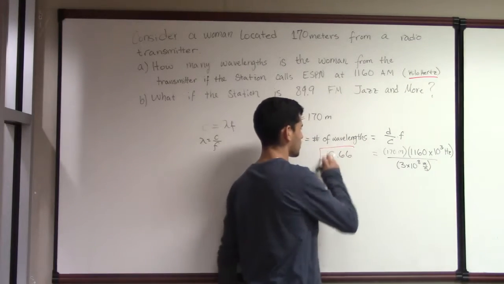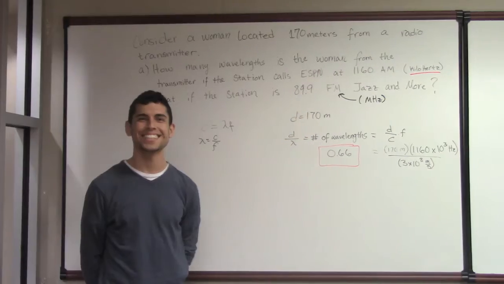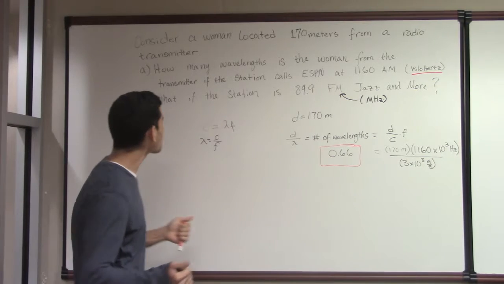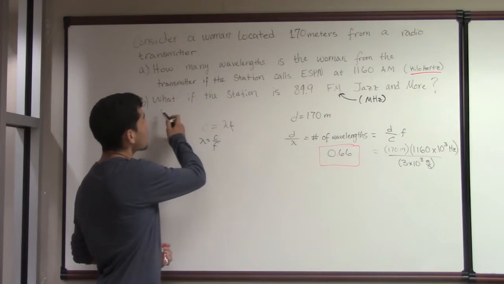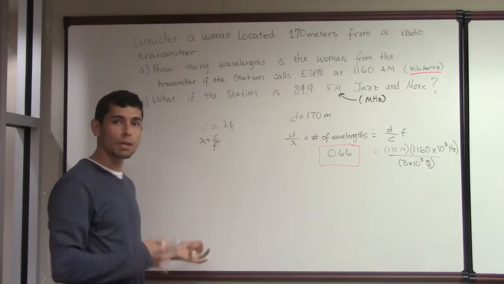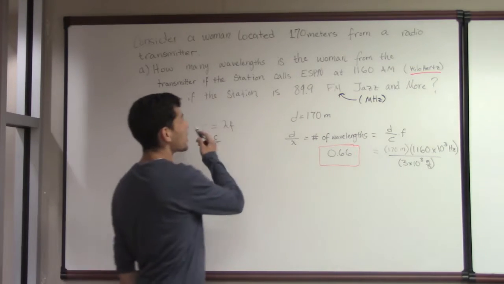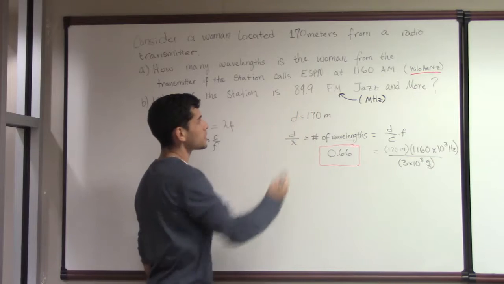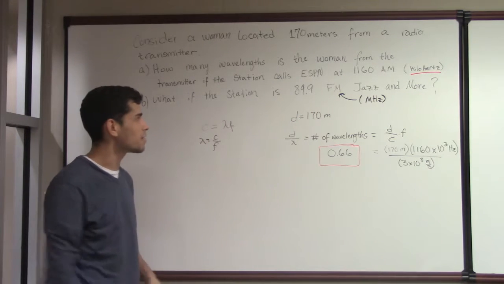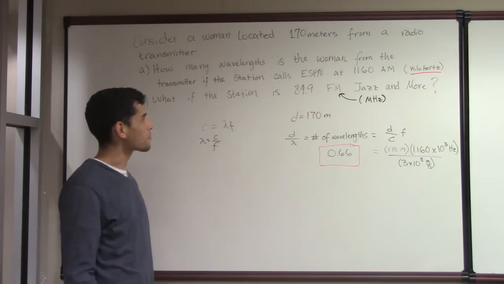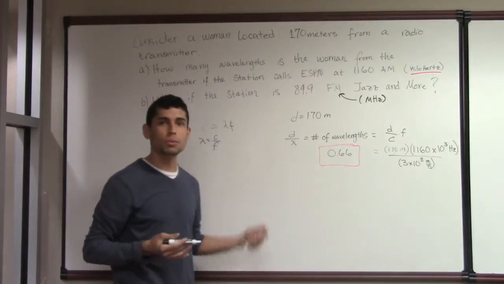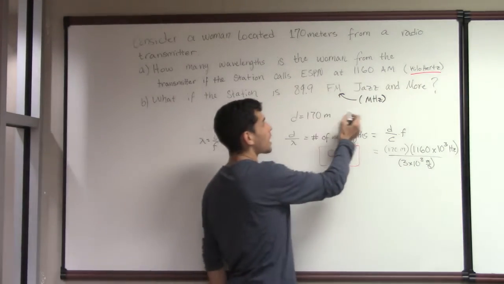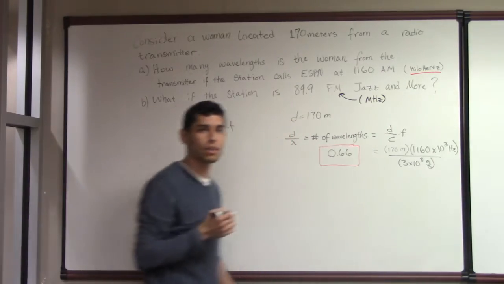Let's go ahead and move on. All right, so for part B, what we're going to do is essentially the same thing. We want to find the number of wavelengths between the woman and the transmitter, but now the station is giving off 89.9 Jazz FM. Instead of AM, we have FM. That is the main difference between these two parts. And in FM, we're going to have megahertz as opposed to kilohertz.